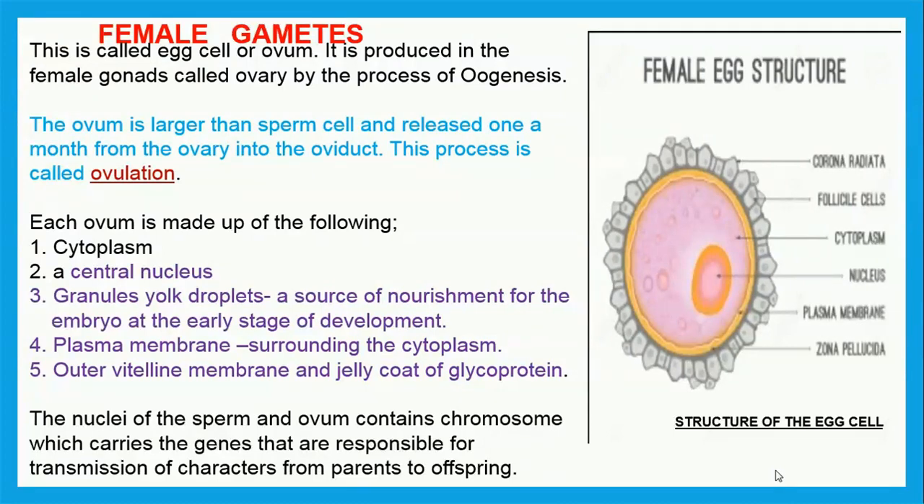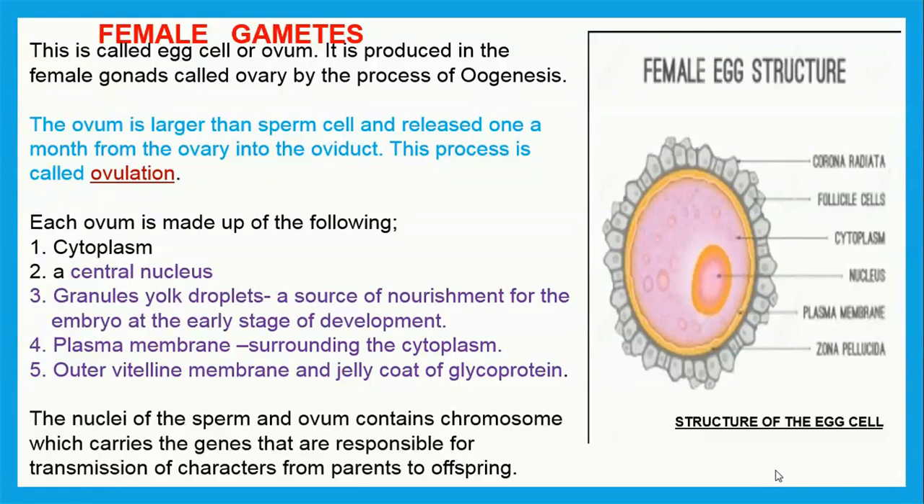I've mentioned that earlier. Now each ovum is made up of 5 main parts. Number 1, the cytoplasm. 2, a central nucleus. If you study the image, you see the parts I'm mentioning now. Number 3, the granule yolk droplet. Number 4, plasma membrane. And number 5, outer fertilizing membrane. So the egg actually has 2 coverings. The outer one is called the outer fertilizing membrane, and the inner one is called the plasma membrane.